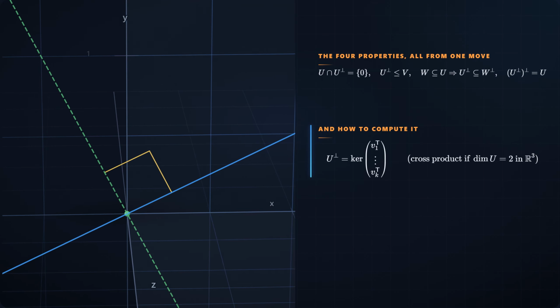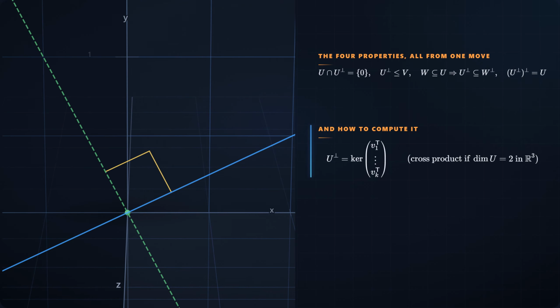Fine, I can prove it and compute it. But what's it actually for? Why do I want everything perpendicular to U? That's exactly the next video.